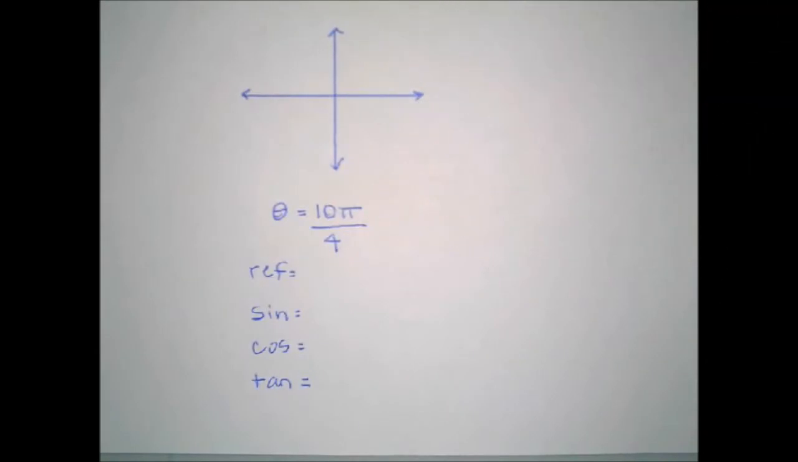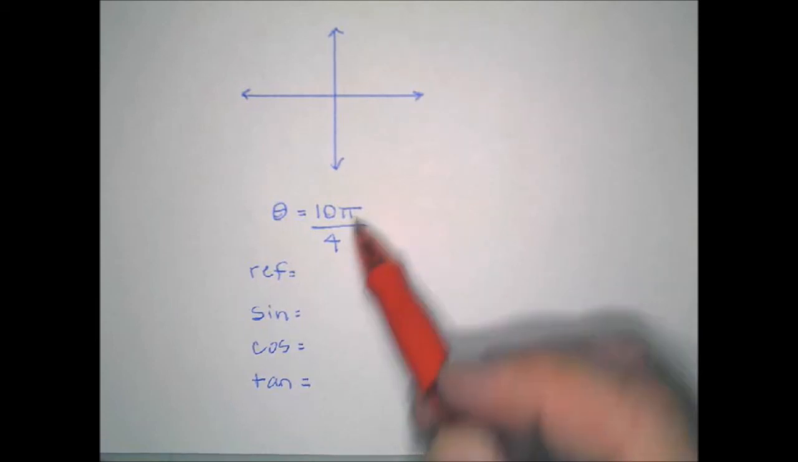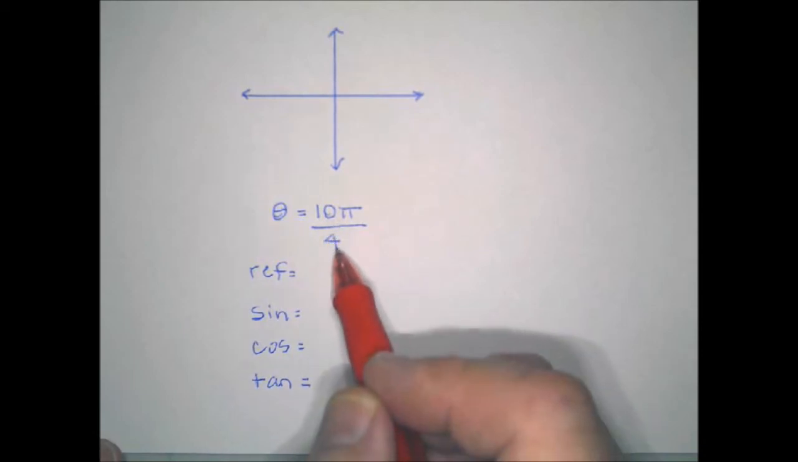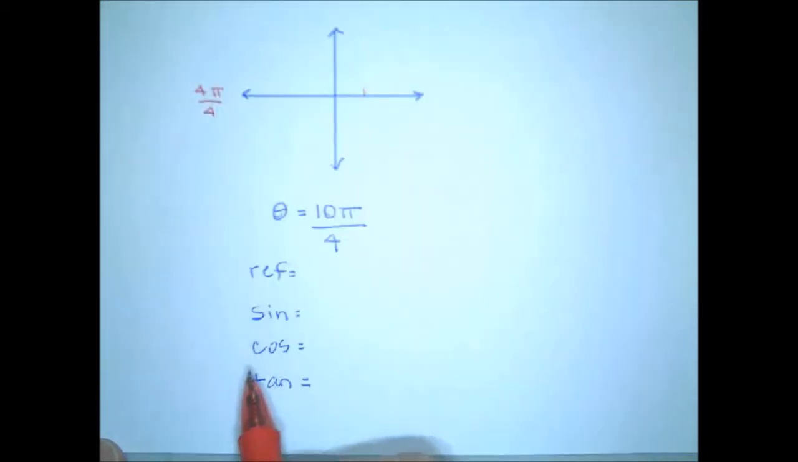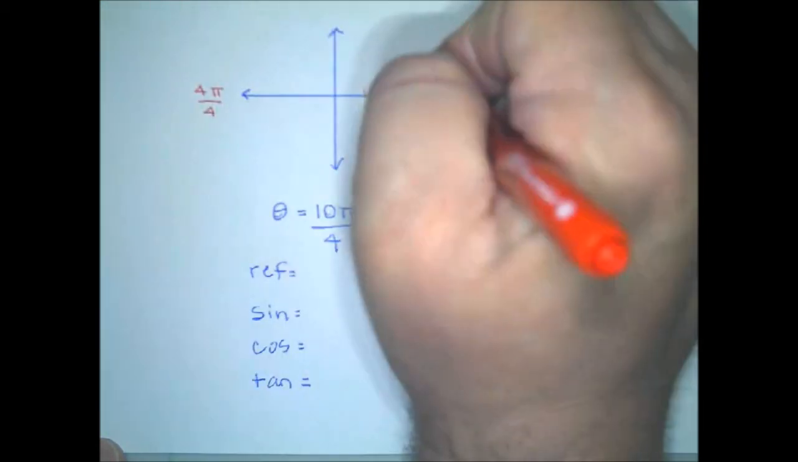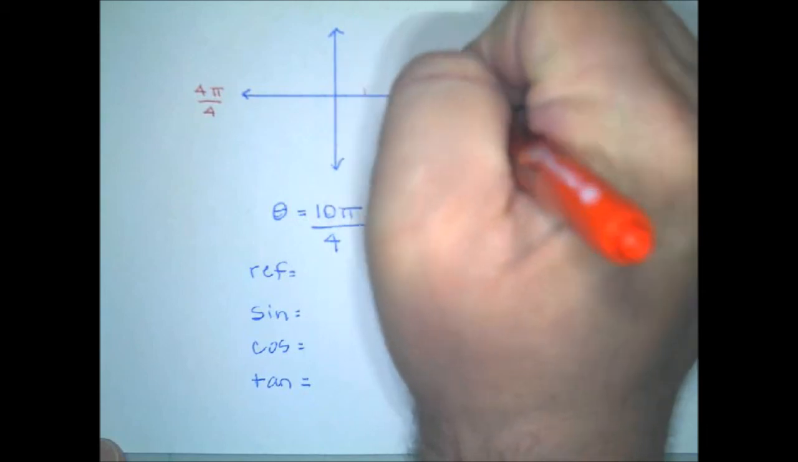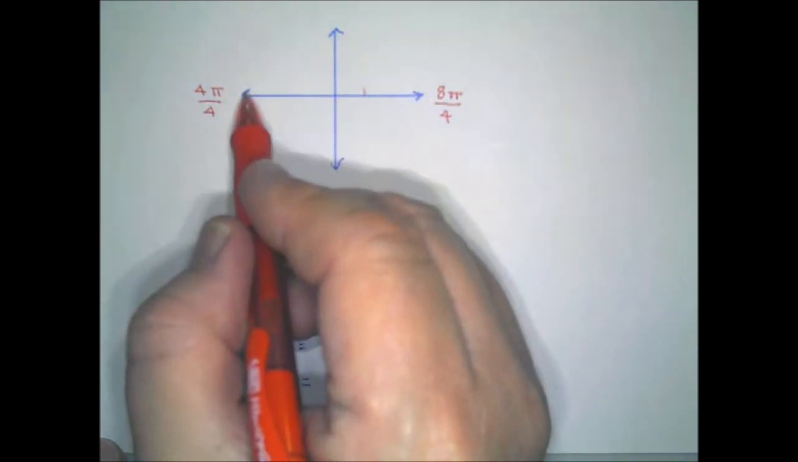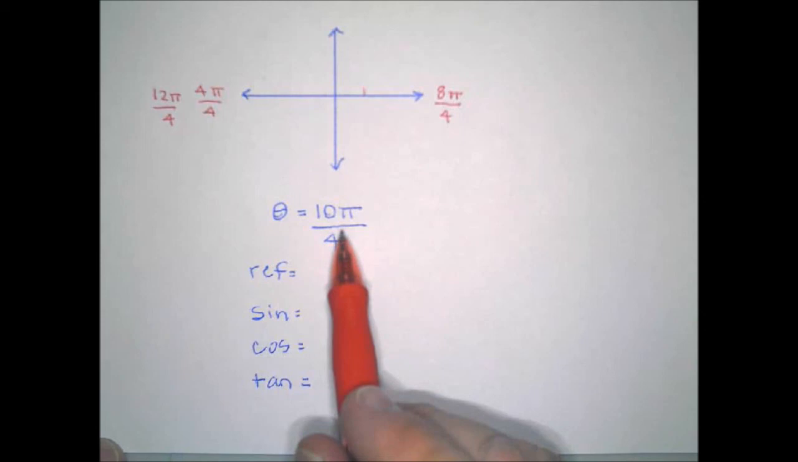Okay, let's do one more example, and you'll see how this is a little bit different. What if theta was 10 pi over 4? Well, first thing we need to always do is see, where does that take us? Well, we're in fourths. So halfway around the circle would be 4 pi over 4. All the way around the circle would be 8 pi over 4. If I made it all the way around back here again, that would be 12 pi over 4. But I didn't make it. I only made it to 10 pi over 4.